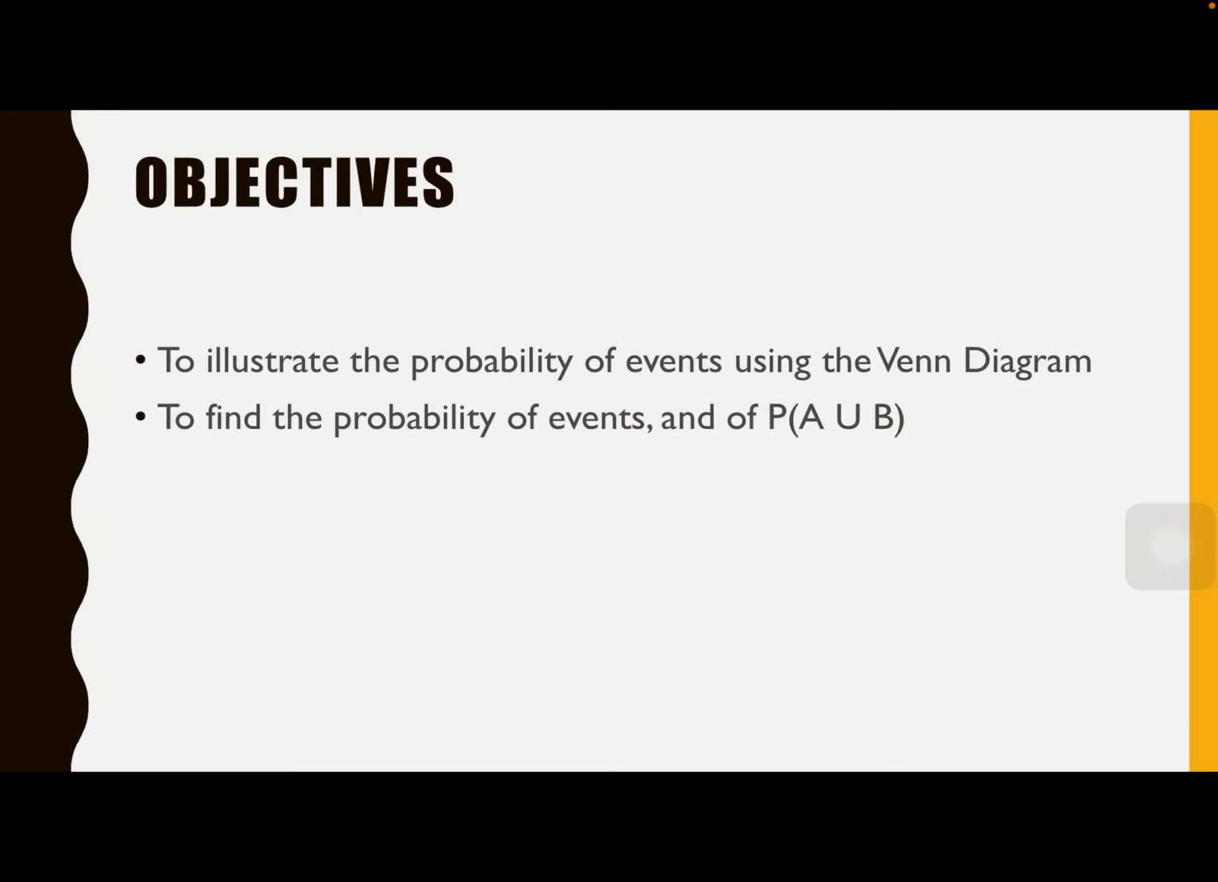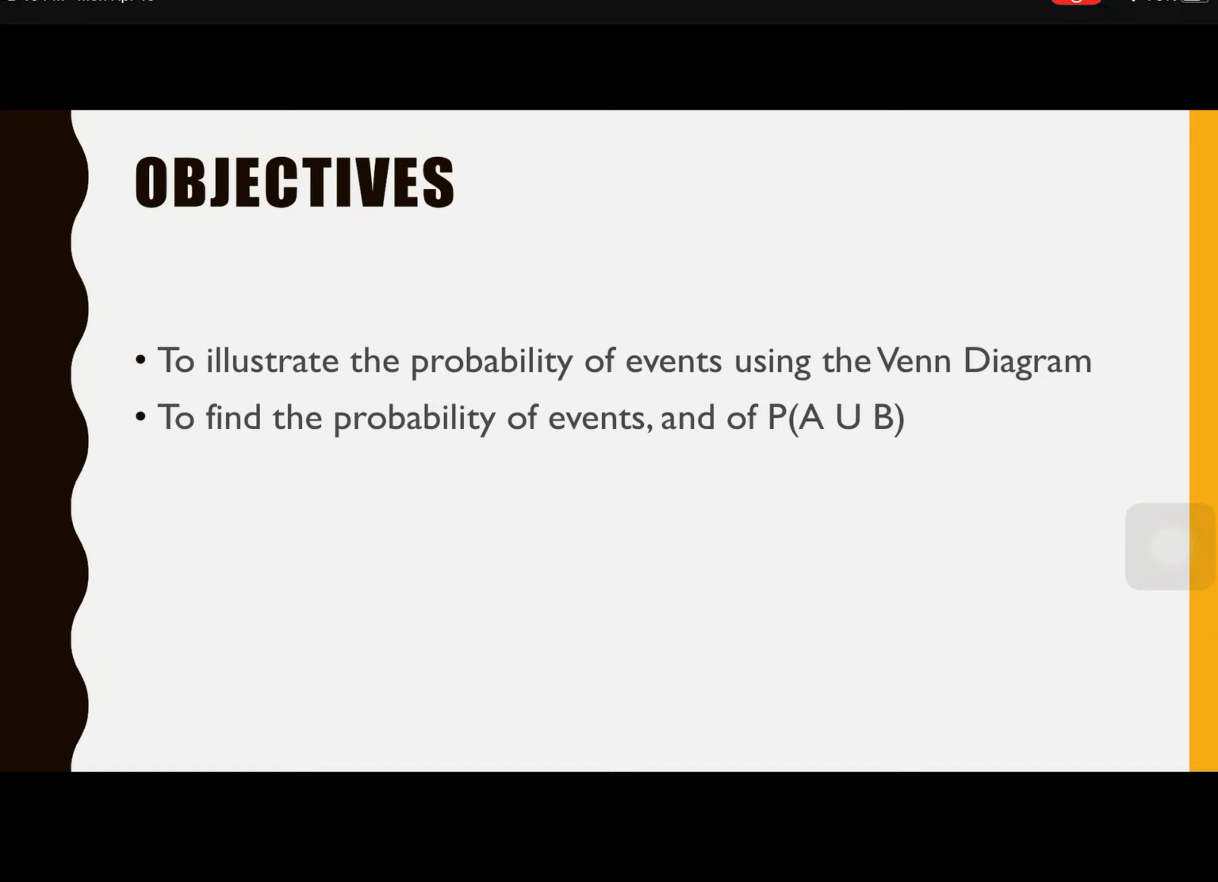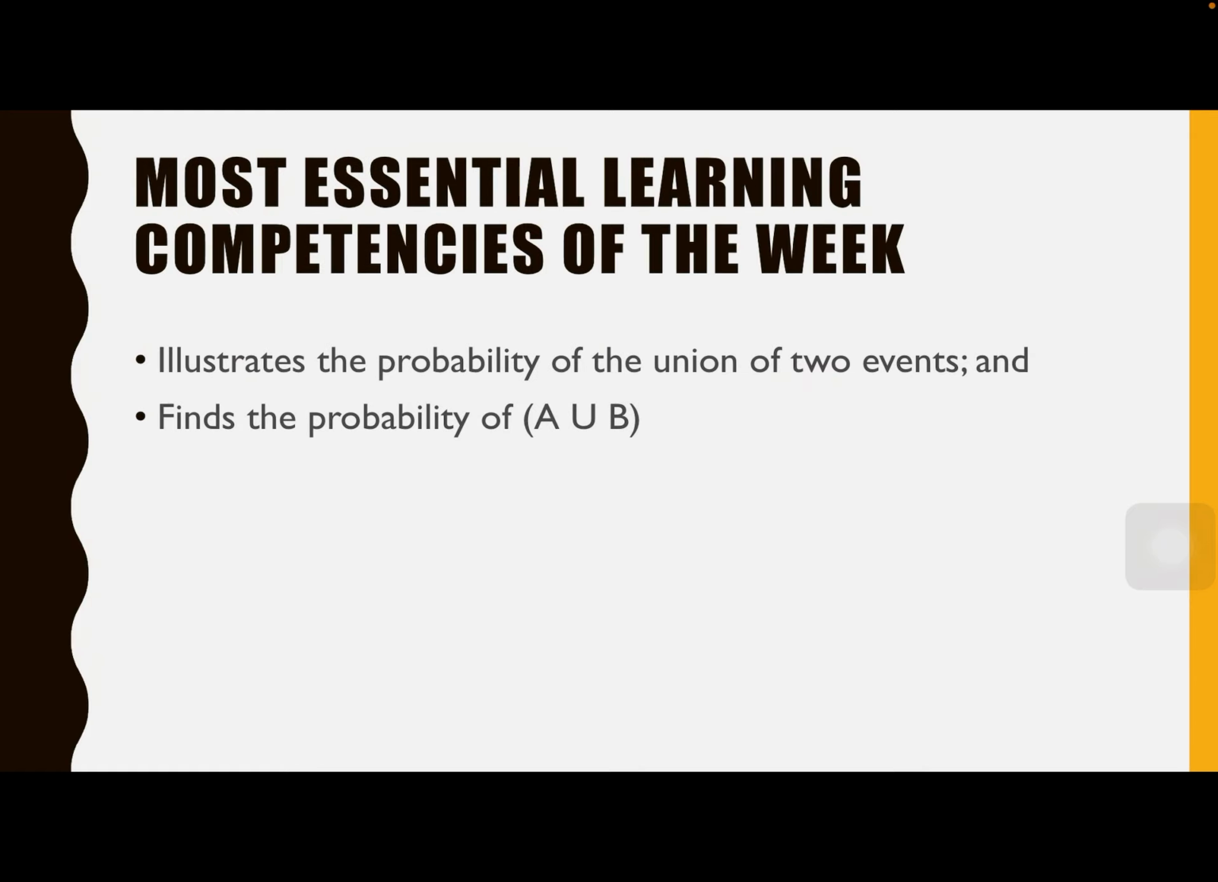Alright? Sige po, ang objectives natin for today ay to illustrate the probability of events using the Venn diagram and to find the probability of events and of the probability of the union of events. Okay? This is in line with our most essential learning competencies of the week, which are illustrates the probability of unions of two events and find the probability of P sub A union B.